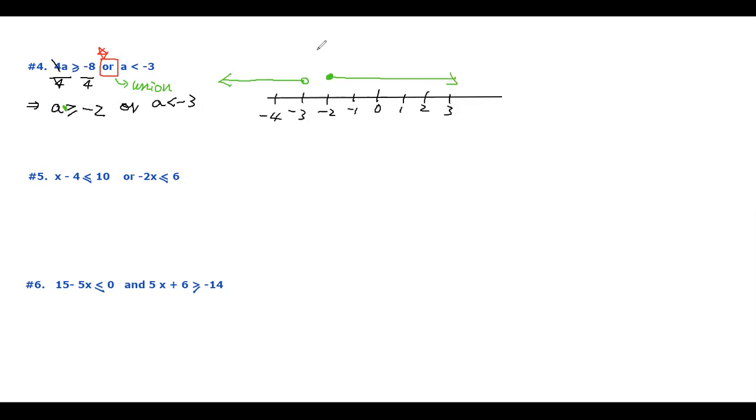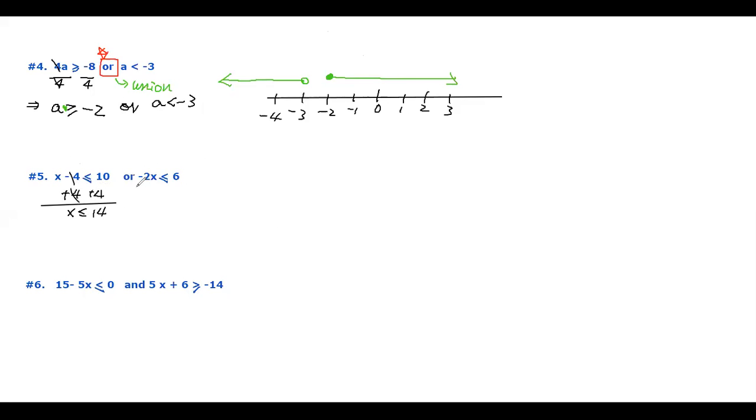Okay, now let's take a look at problem number 5 here. So I have 2 inequality signs again. So I just solve them separately. So this is x plus 4, or plus 4 here. All right, and so here I'm going to have what? x is less than or equal to what? 14.